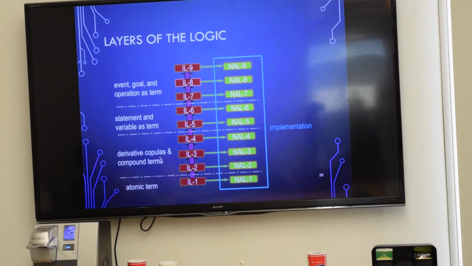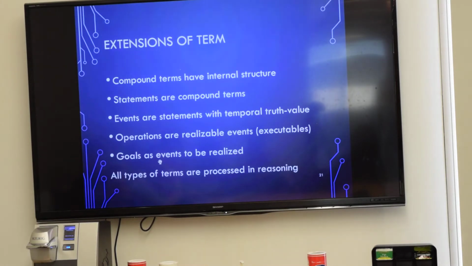It's just like, we can still analyze natural language into subject and predicate, but each of them is not a word, it's a phrase. Okay, a phrase can contain a phrase and so on. So, I have a summary here. So the extensions happen: you can have a compound term with internal structure, and also a statement in itself can be treated as a term. So you can have a sentence about a sentence about a sentence, and so on, in a recursive way.